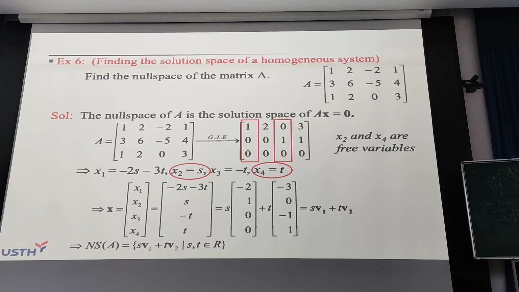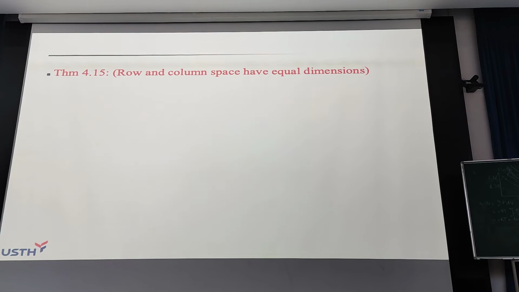That is, v1 and v2 are a spanning set of the null space of A. So that is the way you can find the null space of A. And the next one, you need to find the basis for the null space and the dimension of the null space.